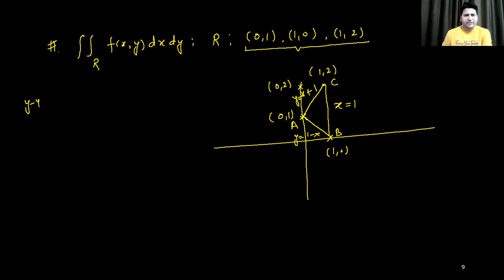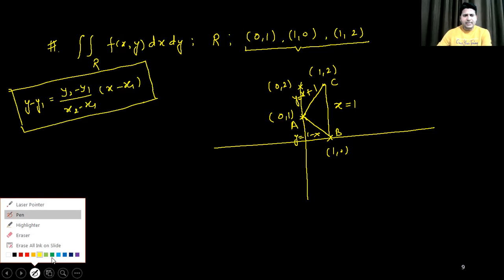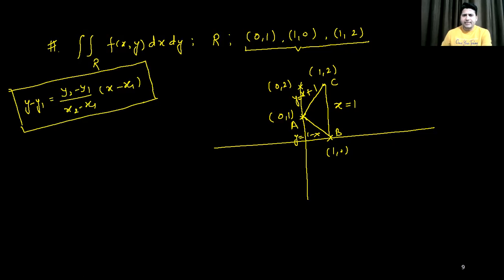The formula, I think you remember, is y minus y1 equals (y2 minus y1) upon (x2 minus x1) into (x minus x1). Just use this formula to find the equations of lines AC and AB because they will be used in the region. So by using this formula, I obtain the equations y equals x plus 1 for AC and y equals 1 minus x for AB. And this is the required region of integration.